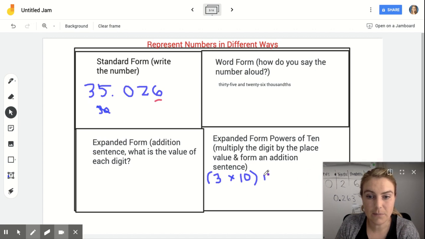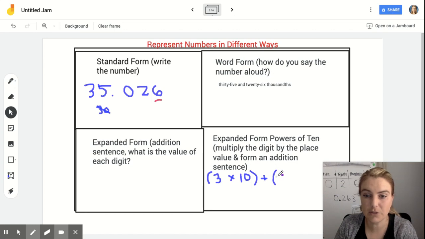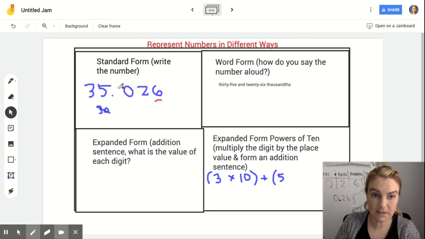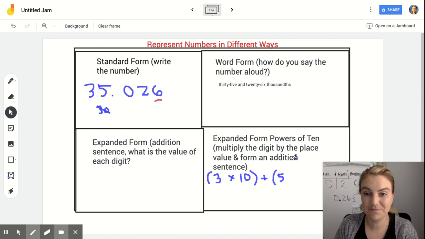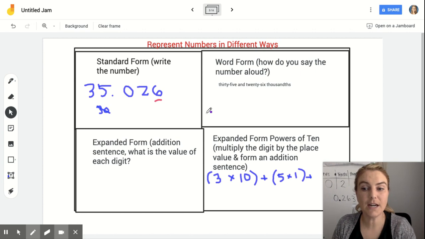And then I'm going to close that parentheses. I'm going to start a new multiplication sentence, and I'm going to just keep on adding. So plus, and then my other multiplication sentence, I'm going to do it in a parentheses. I'm going to look at my next digit, 5. What place value is 5 in? It's in our ones. It's right next to the decimal. 5 times what gives us 5 ones? Just times 1.